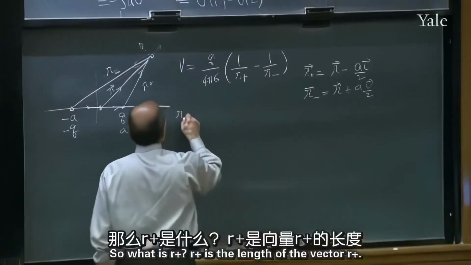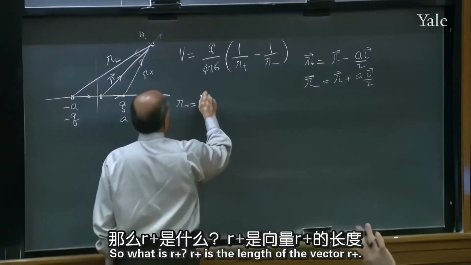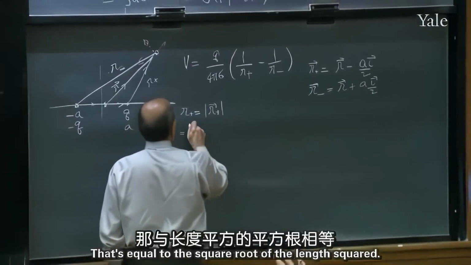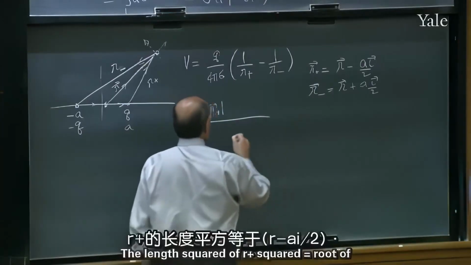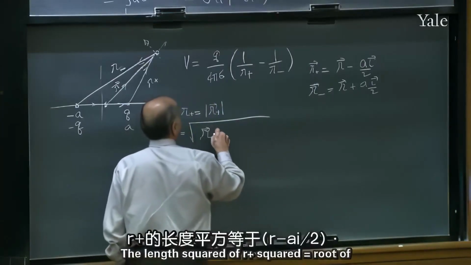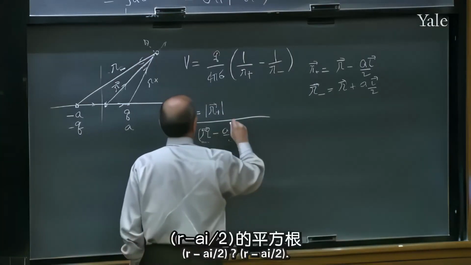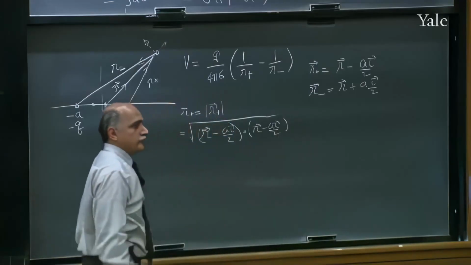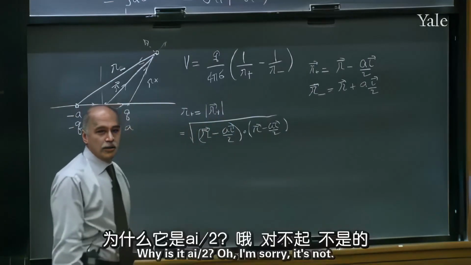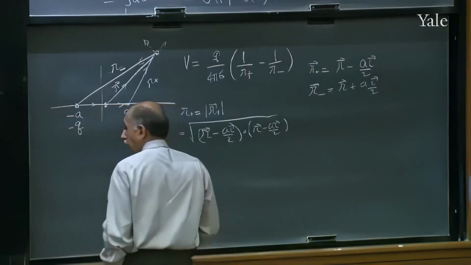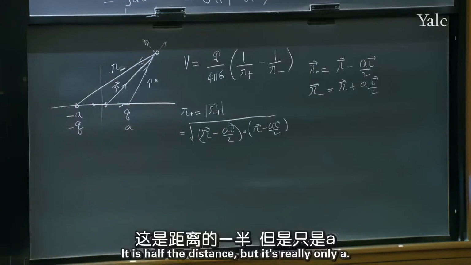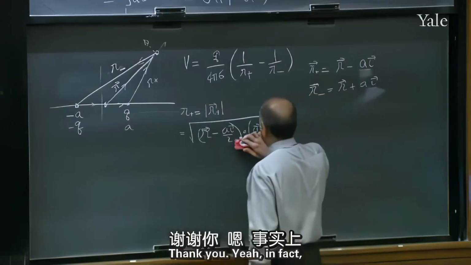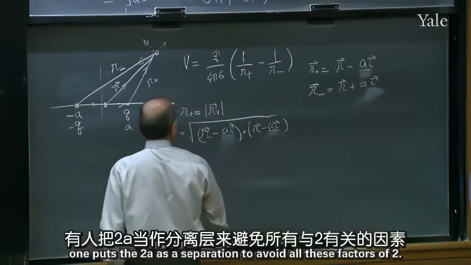So what is R plus? R plus is the length of the vector R plus. That's equal to the square root of the length square. The length square of R plus is equal to R minus A over 2 dot R minus A over 2. Why is it A over 2? Oh, I'm sorry, it's not. It is half the distance, but it's really only A. Thank you. Yeah, in fact, one puts the 2A as a separation to avoid all these factors of 2.